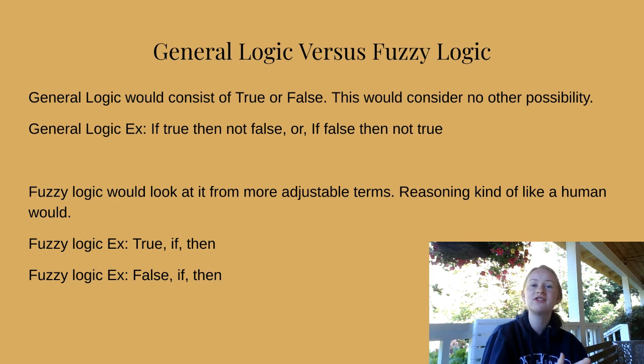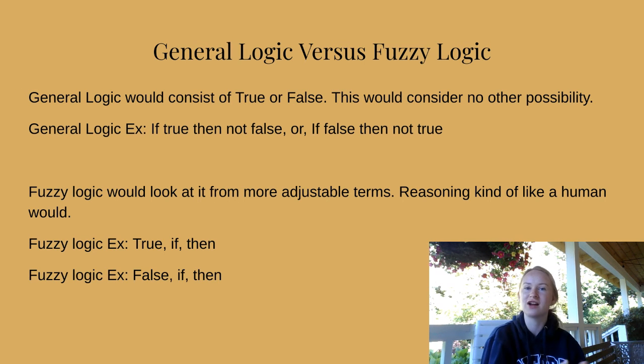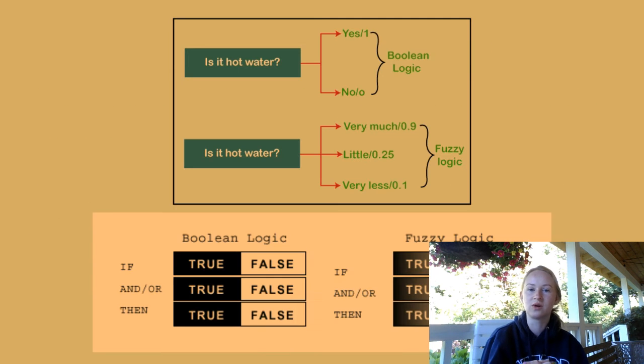Fuzzy logic could say, if it's true, then this possibility, or this possibility, or this possibility. Or if it's false, then this, or this. It doesn't necessarily mean if it's true, then it's not false at all. There's not that yes or no factor, which is really cool.